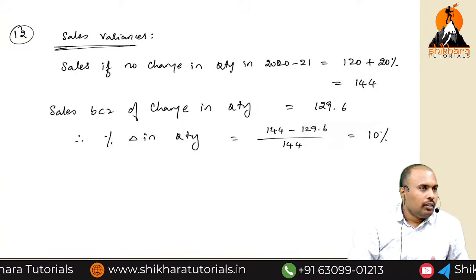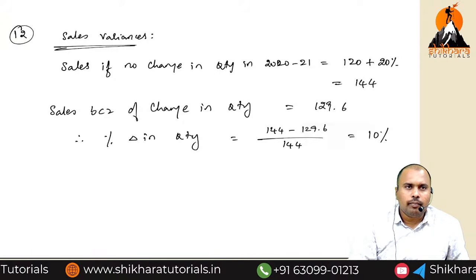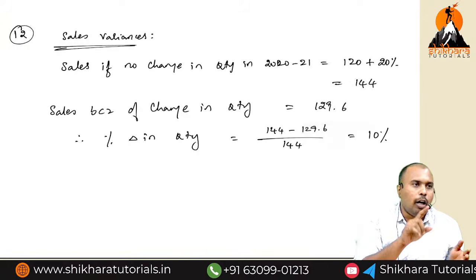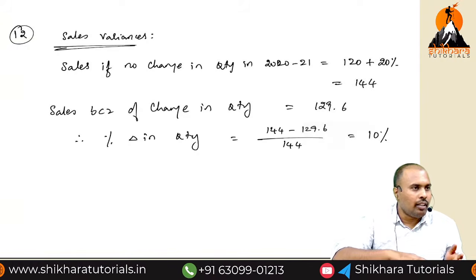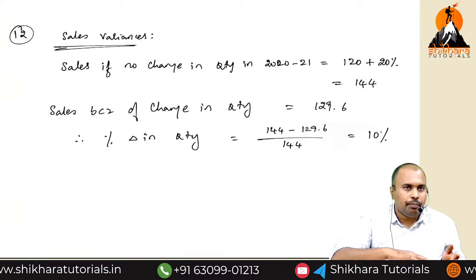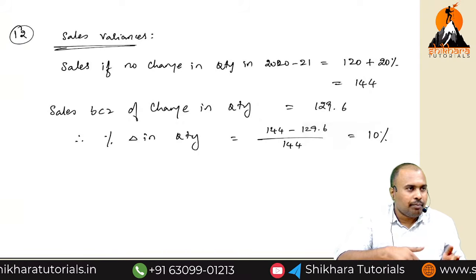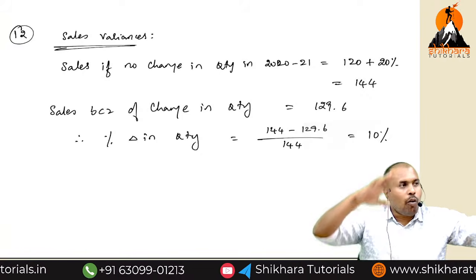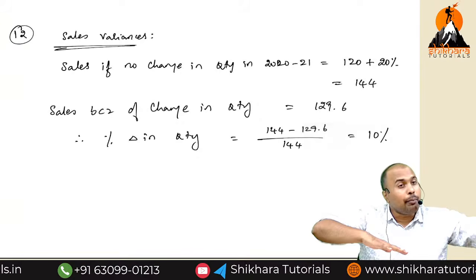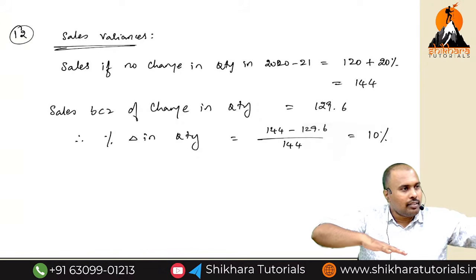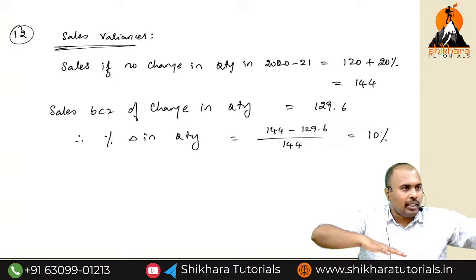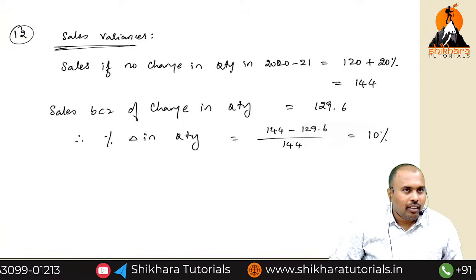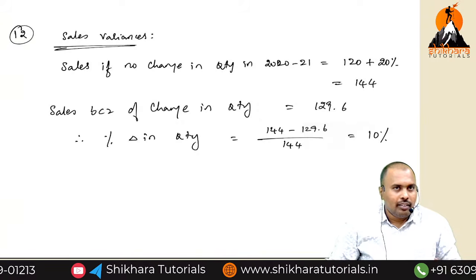Clear? So last year 120 is the sales. If price is not changing, how much might be my sales because of change in quantity? Let's say if there is no change in price, only quantity decreased by 10%. What might be our sales? 120 minus 10%, which is 108. Yes or no? So 108 plus 20%.